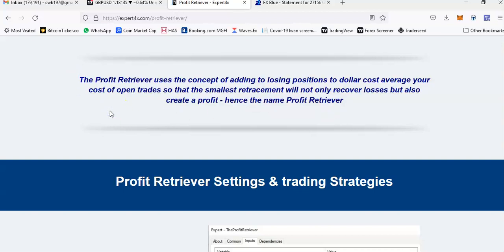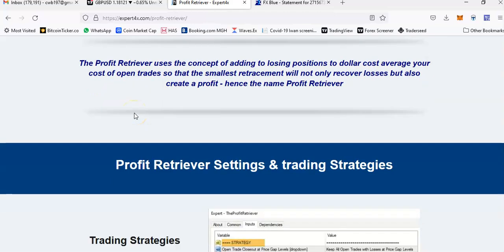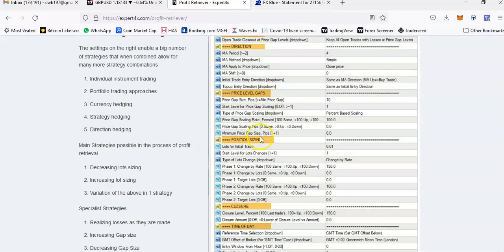The Profit Retriever uses the concept of adding to losing positions to dollar cost average your cost of open trade so that the smallest retracement will not only recover losses but also create a profit, hence the name Profit Retriever. Here you can see the settings.